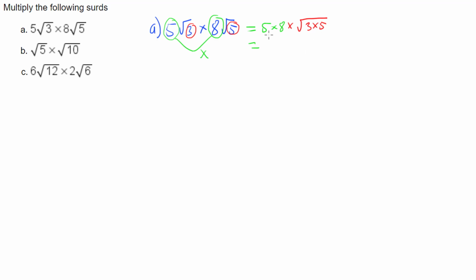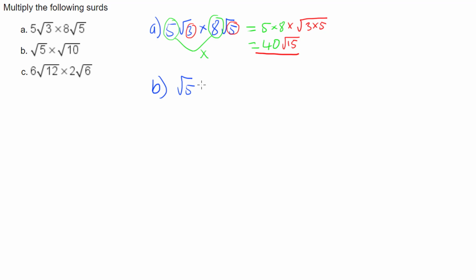And then working these two multiplications out, I have 5 times 8, which is 40. And then 3 times 5 is 15, so I have 40 root 15. I would then, if possible, simplify the number underneath the surd, but I cannot do that, so that is my answer. So let's go and have a look at the second one now.